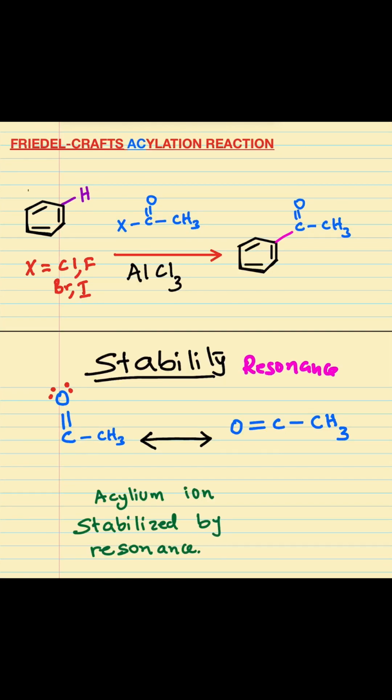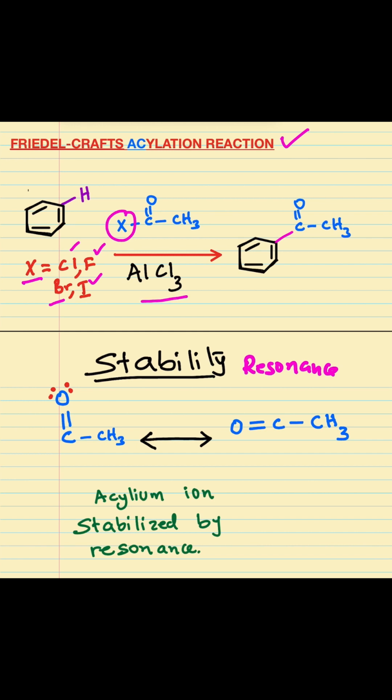The second electrophilic aromatic substitution reaction is called Friedel-Crafts Acylation reaction. And in this reaction, we use acyl halide or acid halide. So you have the halogen there, where the halogen can be chlorine, fluorine, iodine, or bromine. And you use aluminum trichloride catalyst.